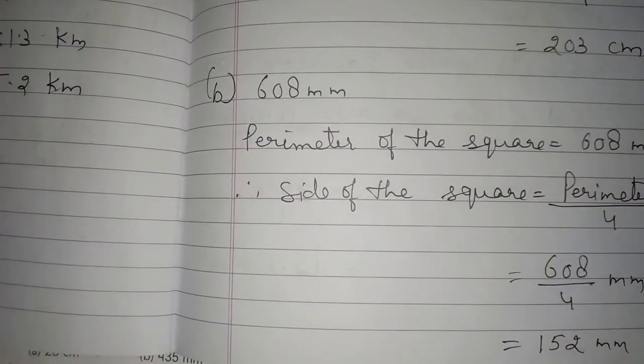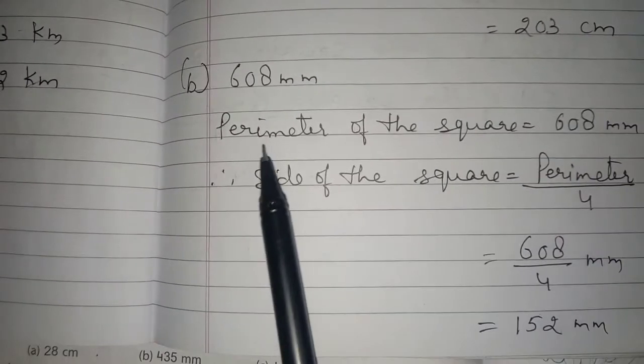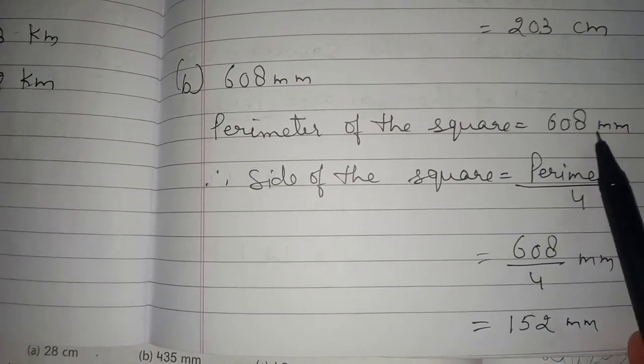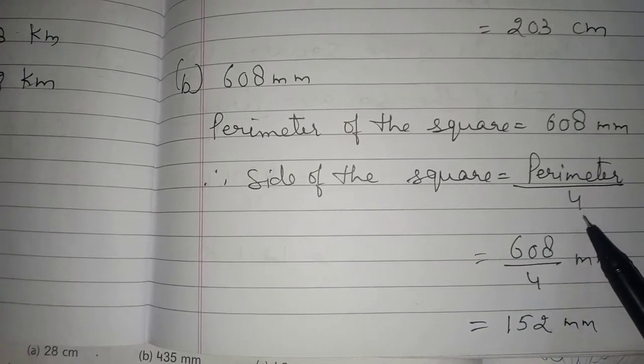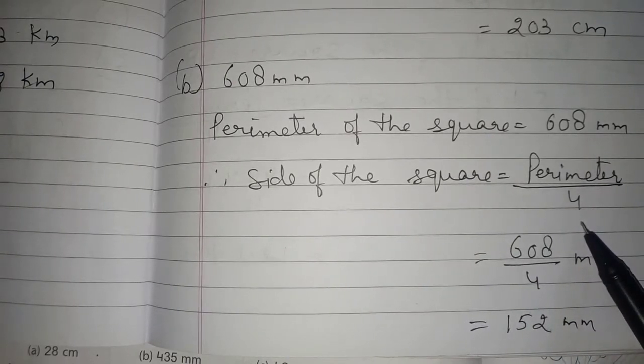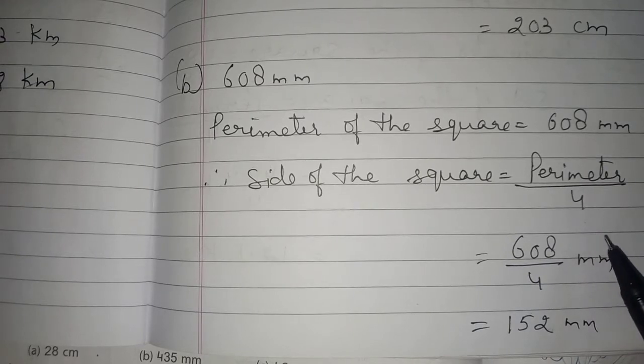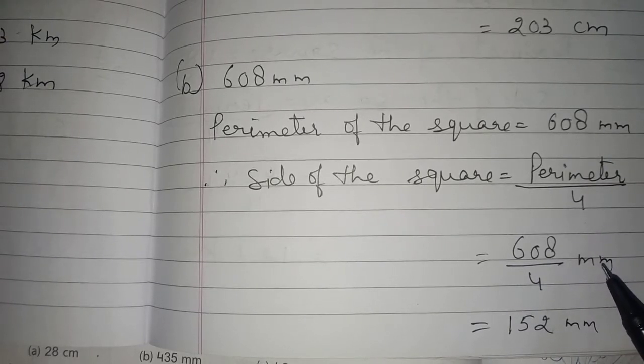Next is part B, 608 millimeter. So perimeter of the square is 608 millimeter. Therefore side of the square will be perimeter divided by 4. Now here why are we dividing by 4? Because a square is a four-sided figure and all the sides are equal.